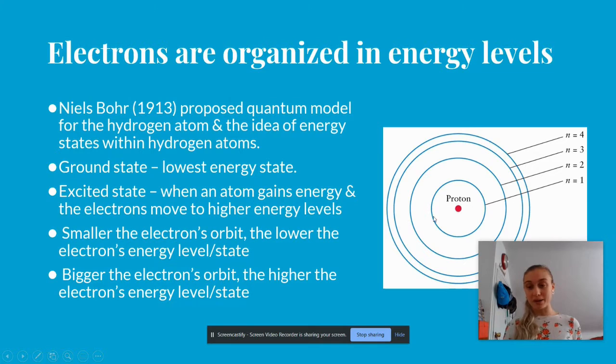I already kind of mentioned this, but the energy of the energy level increases as you go away from the nucleus. So another way you can say that is the smaller the electron's orbit, so, the smaller orbit is going to be closer to the nucleus, the lower the electron's energy level, okay? And then the bigger the electron's orbit, aka the farther away it is from the nucleus, the higher the electron's energy is going to be, okay?